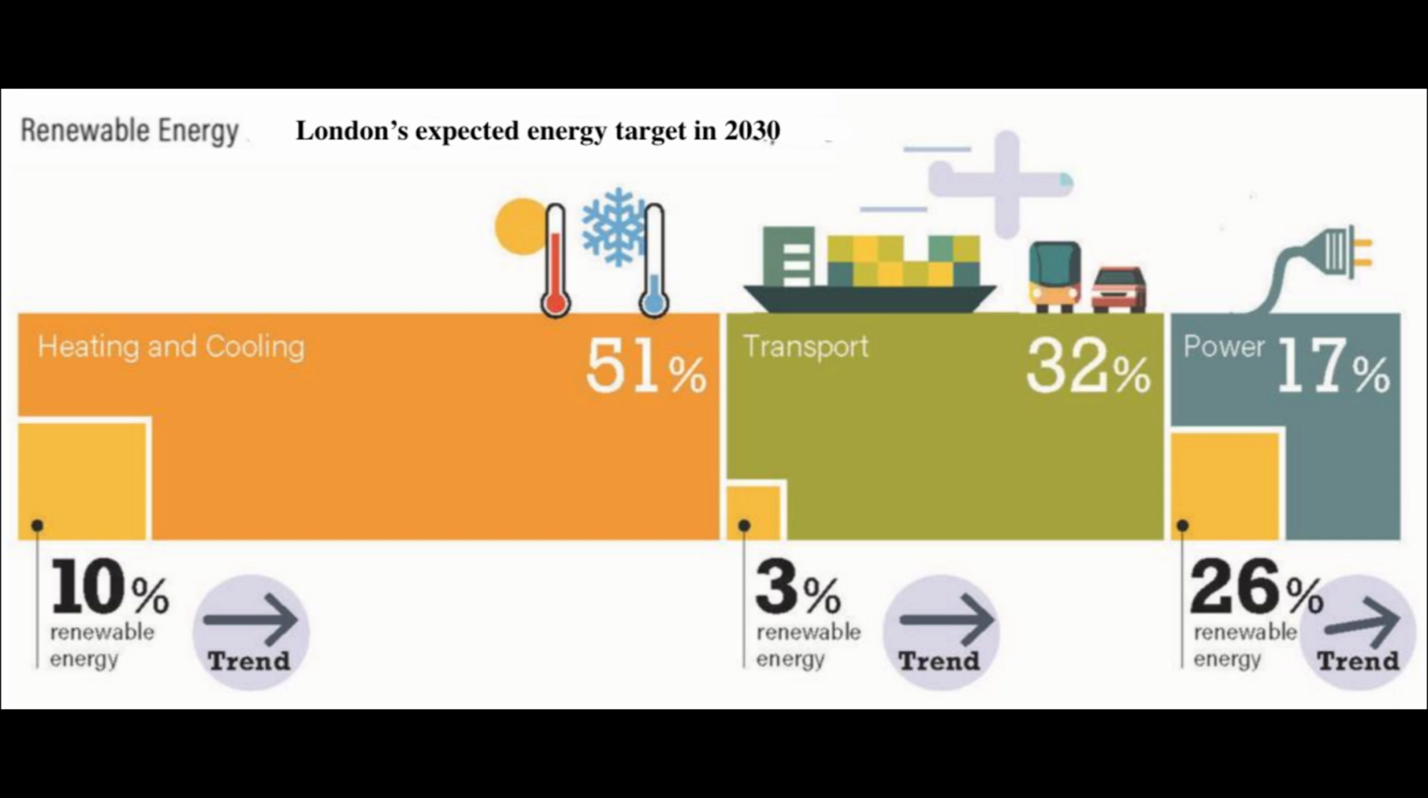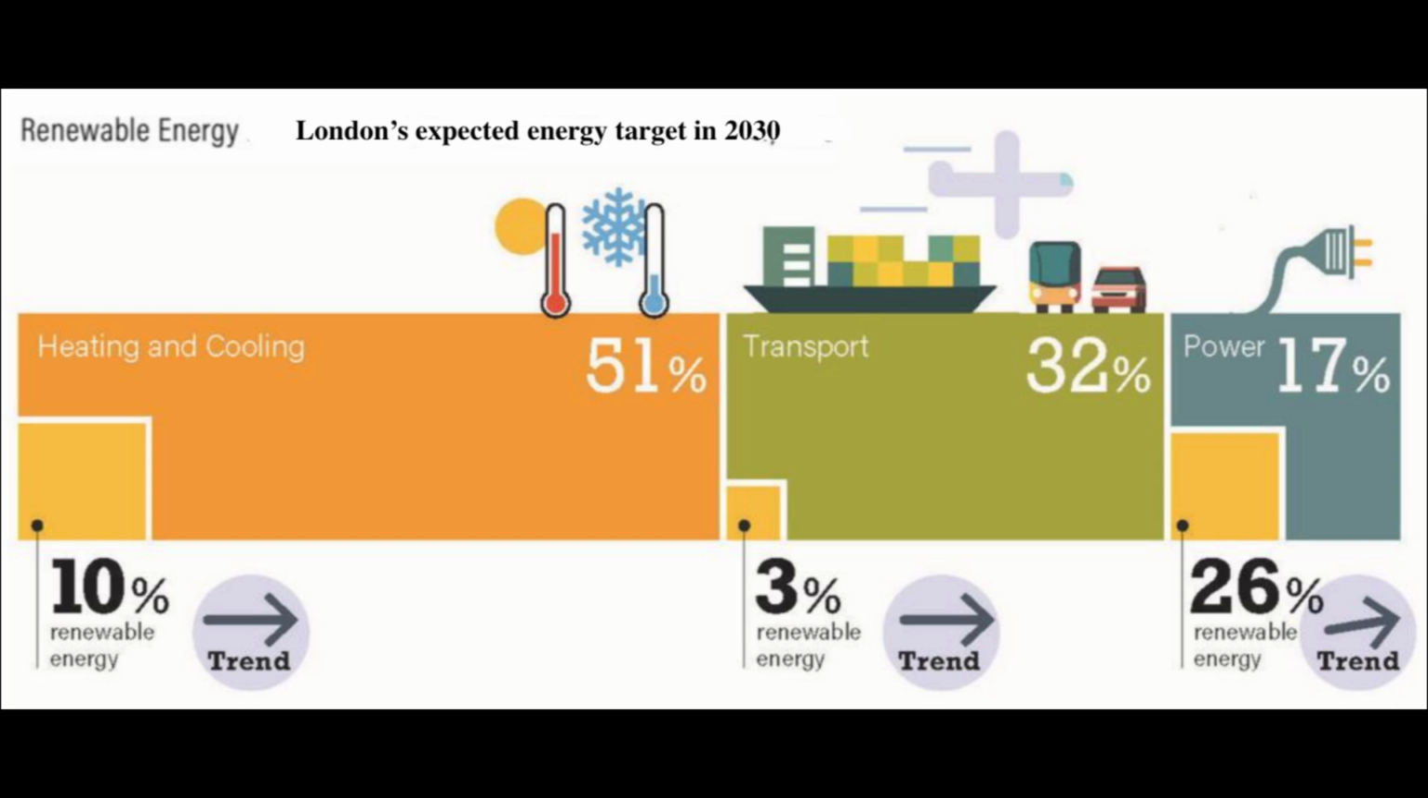The following graph gives information about renewable energy. The items include heating and cooling, transport, and power. You can see from this graph that there are two thermometers in heating and cooling, which is 51% with 10% renewable energy in it. You can see from this graph that there are a ship and a plane in transport, which is 32 with 3% renewable energy in it.